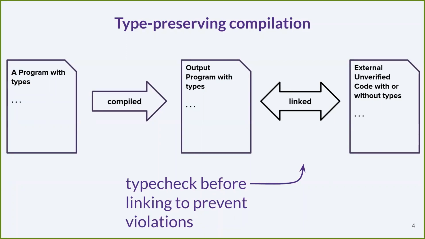A possible solution to linking errors is type-preserving compilation. To prevent linking errors, one can compile with a type-preserving compiler. Then, before linking, we type check to ensure that the external code does not violate any of the specifications of the compiled program.